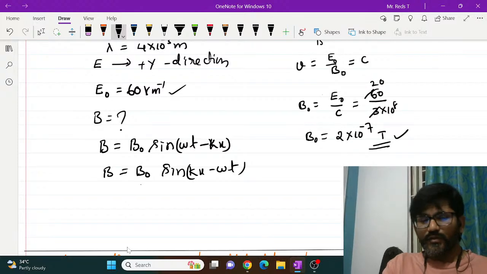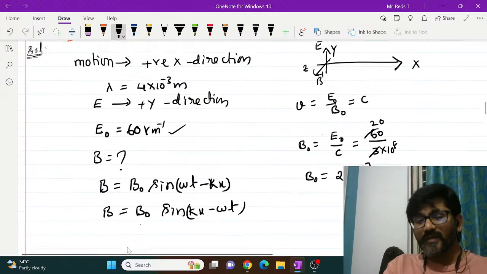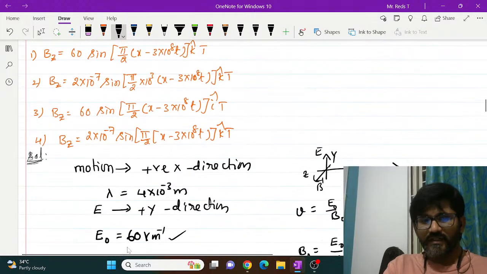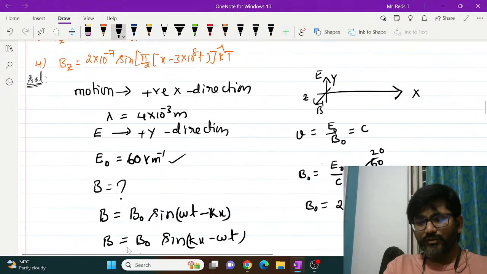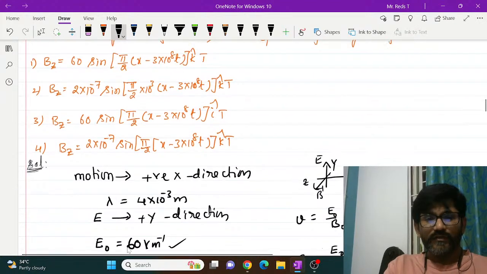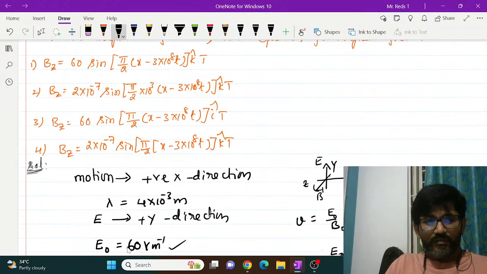Now based on this also, one by one, options you should be able to eliminate. By using the elimination method, you can quickly understand. So B naught value should be 2 into 10 power minus 7. Here, if you observe, 2 into 10 power minus 7, how many options are there? In the B naught part, the first and second options are having 60, so these two options are not correct. So either 2 or 4.